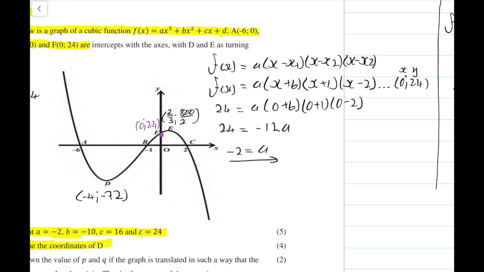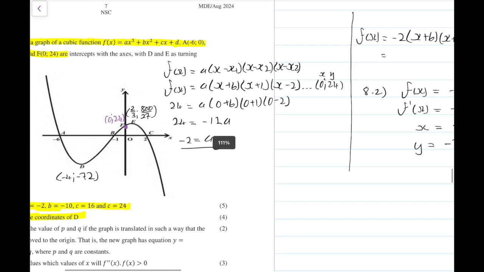Okay, I think I need to move this now. It's really getting in the way now.